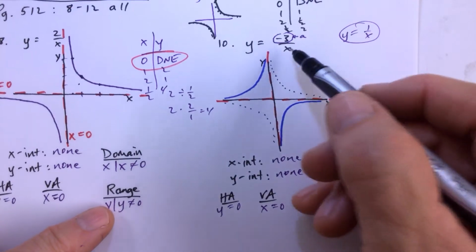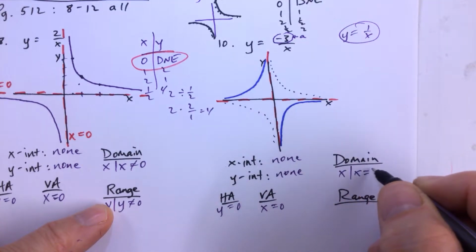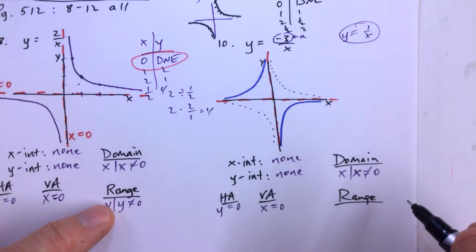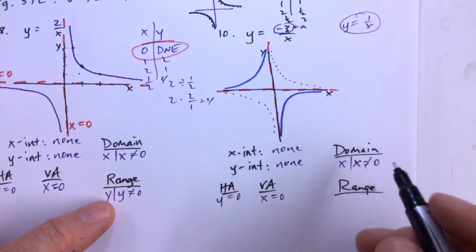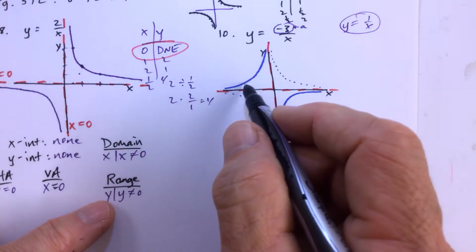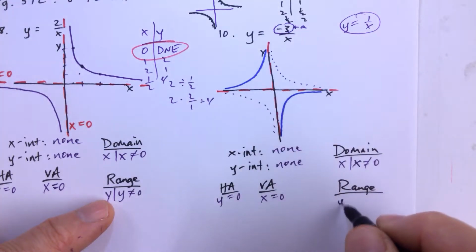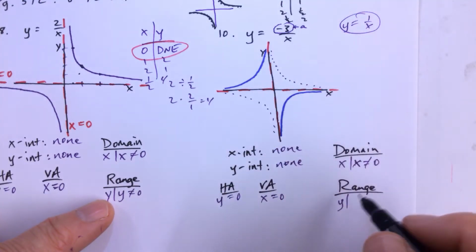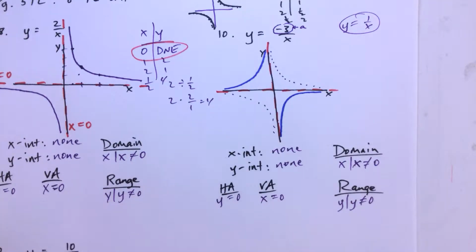We can replace x with any real number except for the real number of 0, because you're not allowed to divide by 0. And then the range is a lot easier, by the way, to find when you're looking at the graph. When you look at the graph, you see, oh, the curve is never going to actually hit the x-axis, and so the range would be all the real numbers from negative infinity all the way to positive infinity except for y equals 0. So that's the range, y such that y does not equal 0.